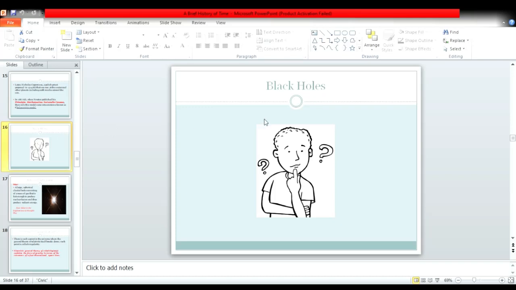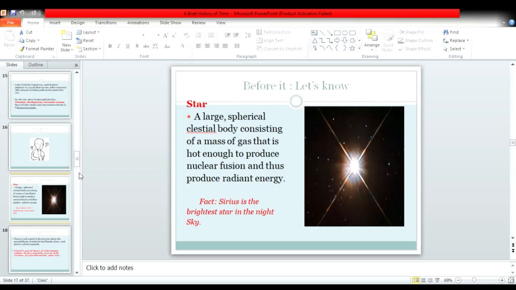Now let's talk about black holes, which this book is mainly about. While studying, we may wonder what black holes may be. I was also in a dilemma before studying this book, but this book made me clear. So before that, let's know about a star. A star is a large spherical body consisting of a mass of gas that is hot enough to produce nuclear fusion and thus produce radiant energy.